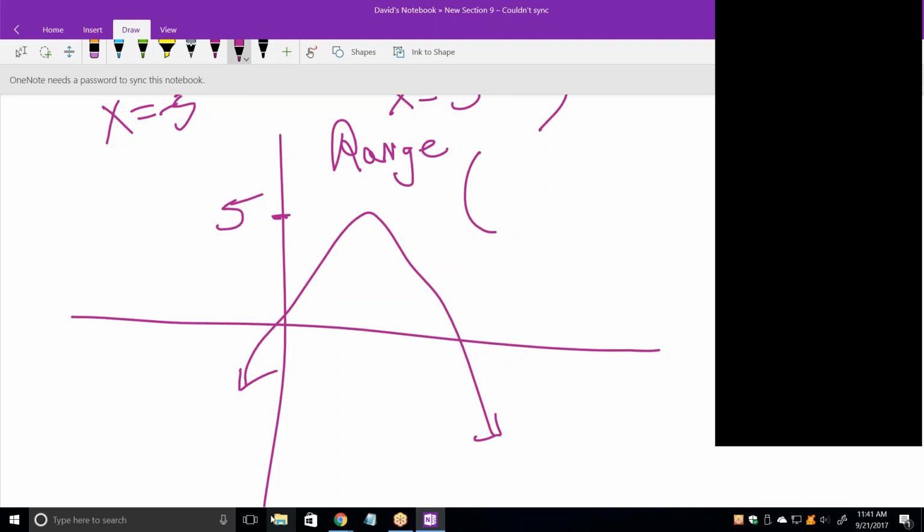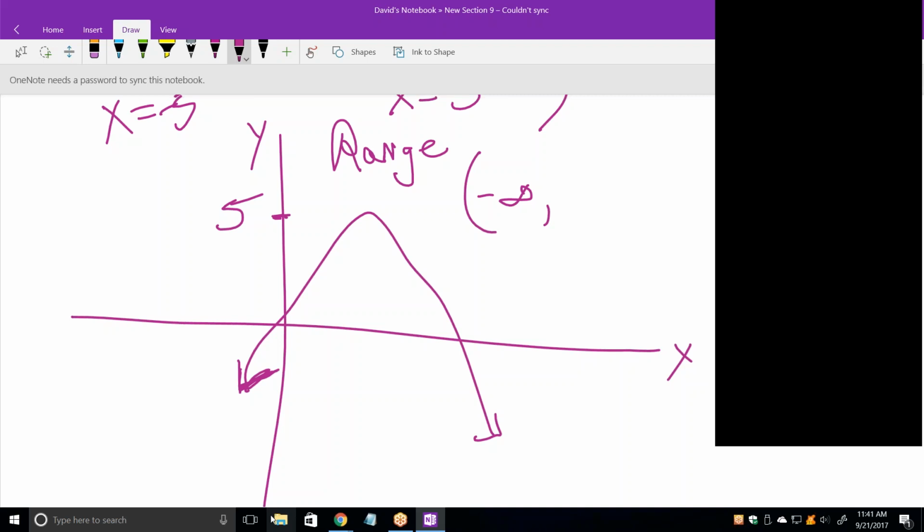All right, so we always start from negative infinity if we can. Can this function go to negative infinity on the y-axis? No, because it goes down. These arrows mean it goes on forever. Yeah, that means it goes on forever. Okay, so the range is minus infinity on the bottom.